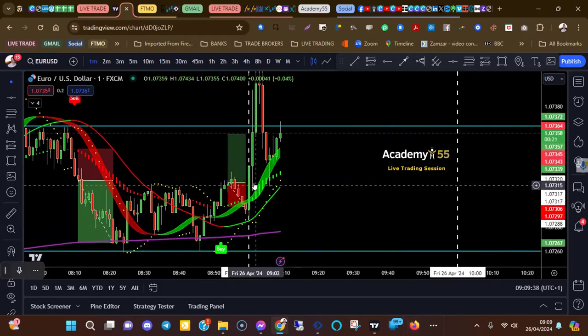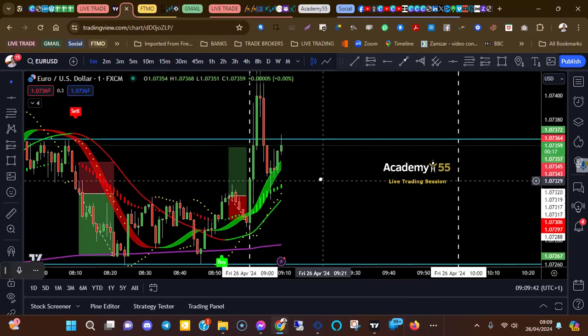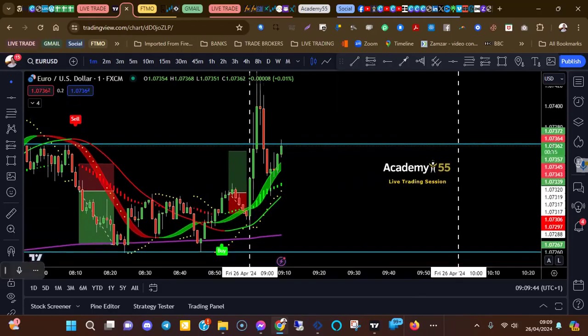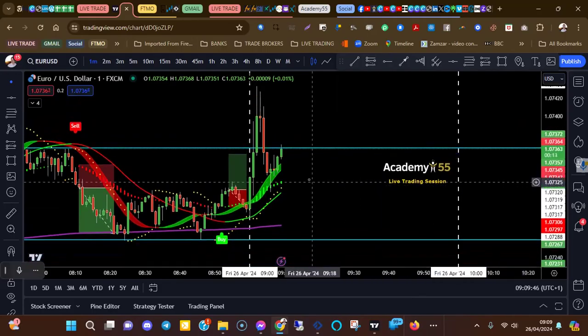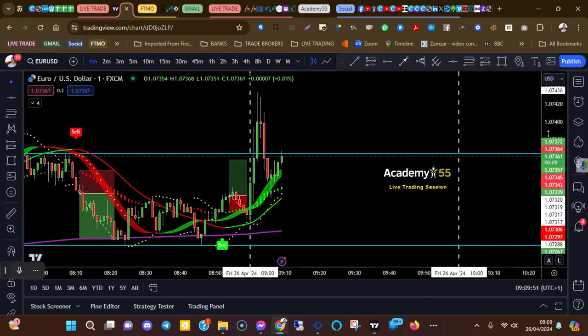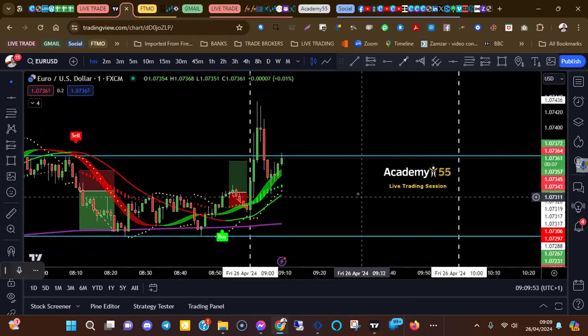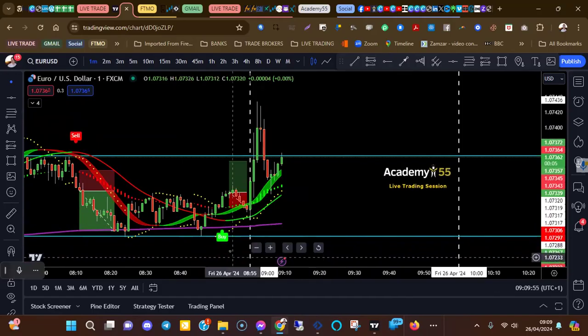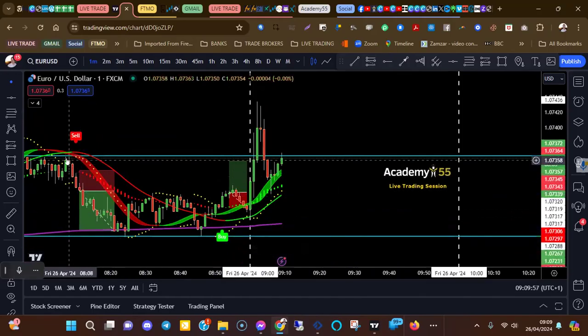So indeed, it did come down to over halfway and then shoot back up again, which is no help to us at the moment if we want to have a trade. But, you know, we let things come to us. We don't go chasing. And that's the idea of the Academy 55. We don't chase trades. Trades come to us.